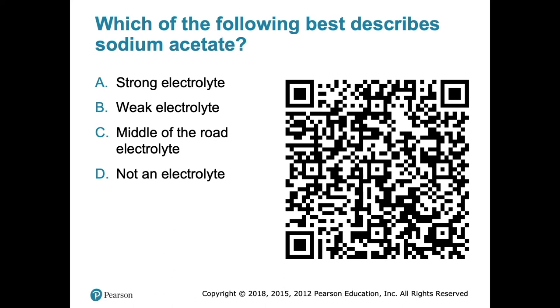Which of the following best describes sodium acetate? It's a strong electrolyte. It's a weak electrolyte. It's a middle of the road electrolyte. Or it's not an electrolyte at all.